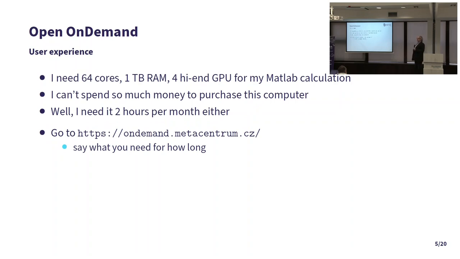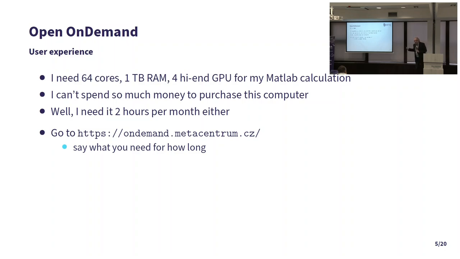In MetaCentre, we provide the Open OnDemand service, and this is a typical scenario of user experience there. I, as a user, need some big computer, large memory, many cores, high-end CPUs for my calculation. I myself cannot afford it, and it makes no sense to buy such a machine and put it under my desk, because I would need it for just a few hours per month.